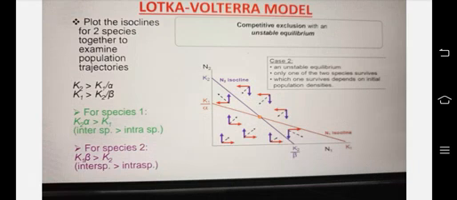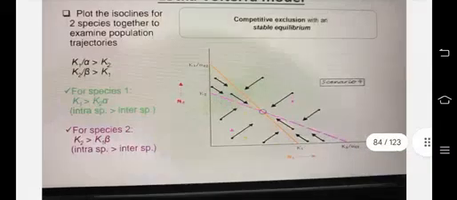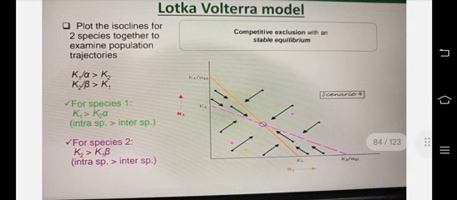Plot the isoclines for the two species together to examine population trajectories. Competitive exclusion with an unstable equilibrium. With an unstable equilibrium, only one of the two species survives. Which one survives depends on initial population densities.